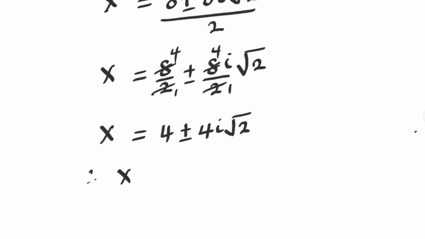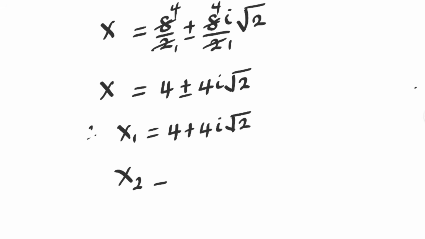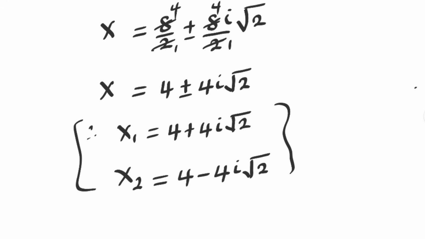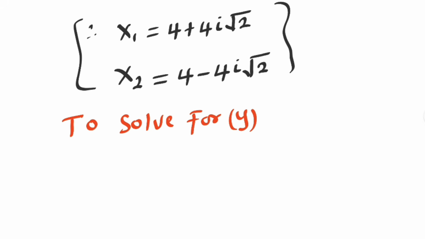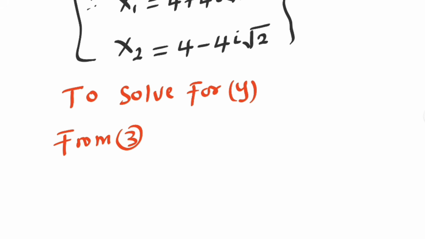Therefore, x1 is equal to 4 plus 4i root 2, and x2 is equal to 4 minus 4i root 2. These are the values of x. We've gotten the values of x. Let us solve for y. To solve for y, from equation 3, y is equal to 8 minus x.